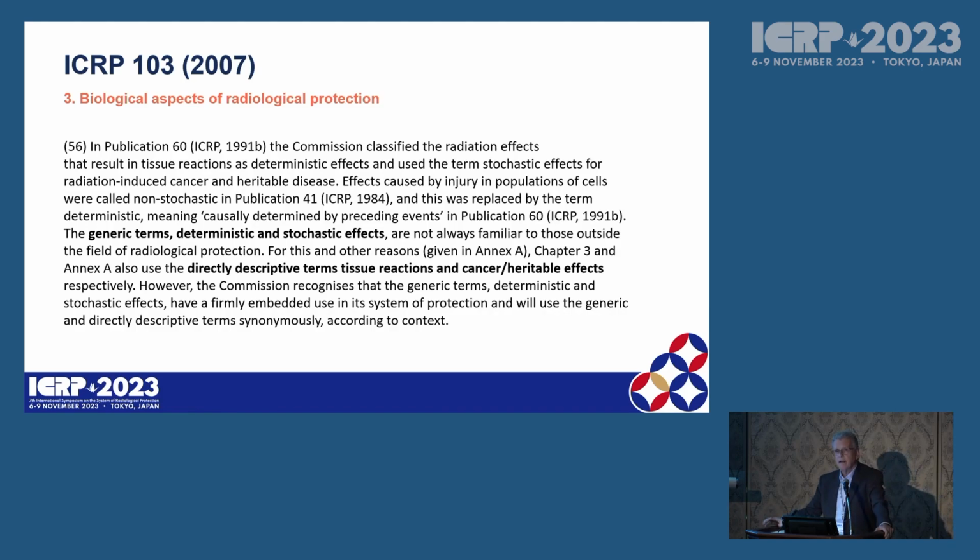They point out that there are two different kinds of terms here. One is the generic terms, deterministic and stochastic, and they acknowledge that these are not always familiar to those outside the field of radiological protection. For this and other reasons, they also use the directly descriptive terms, tissue reactions and cancer heritable effects, respectively. However, the Commission recognizes that the generic terms, deterministic and stochastic effects, have a firmly embedded use in its system of protection and will use the generic and directly descriptive terms synonymously according to context. So we have two kinds of effects.